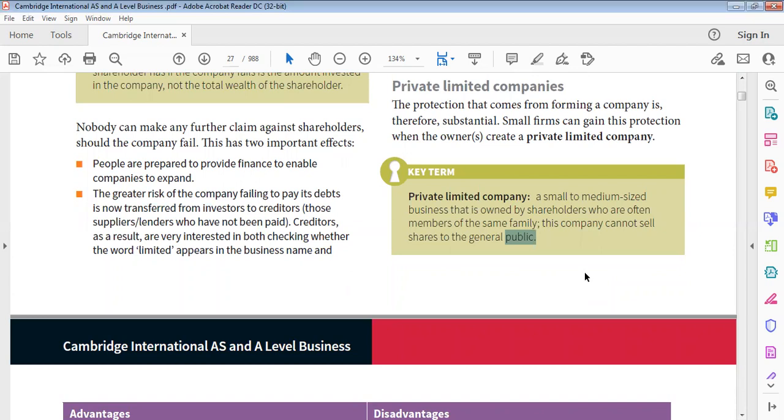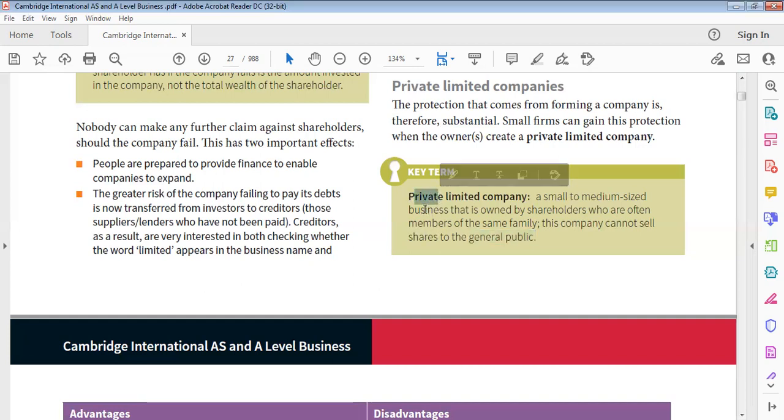Yes, sir. That's the main difference between public limited company and private limited company. A private limited company can only sell shares to the people they know, or people who are close to the owners, but a public limited company can sell to the general public. Maybe they can also sell to people they know, but mainly they sell to the general public, meaning people of the country, people of the whole world if they are a global company. But a private limited company cannot do that.